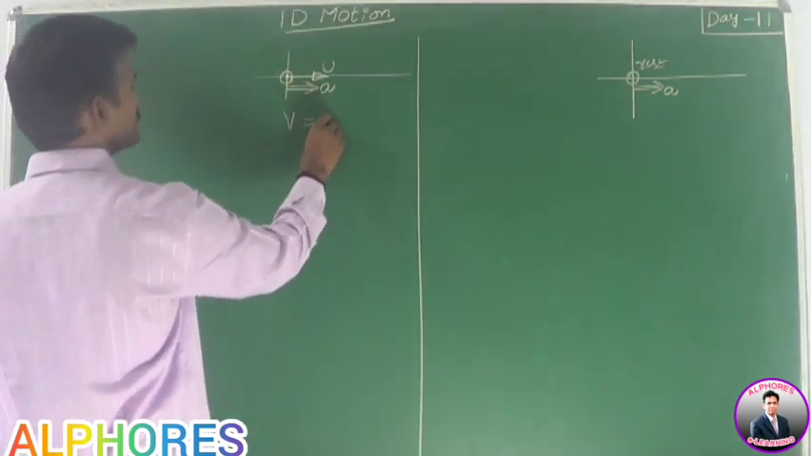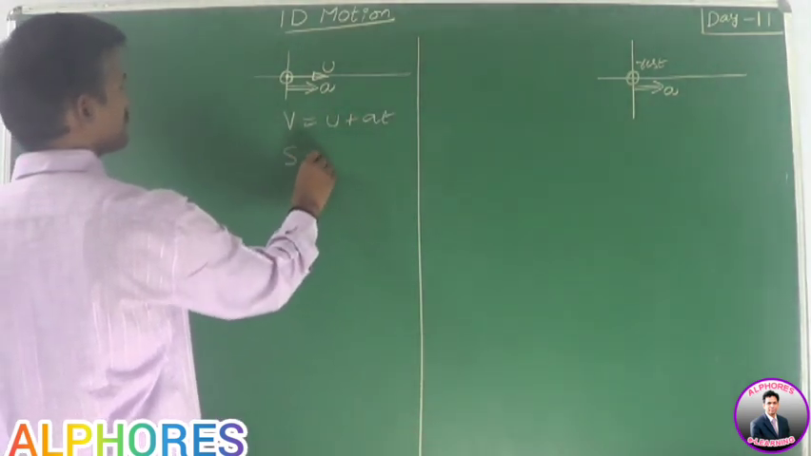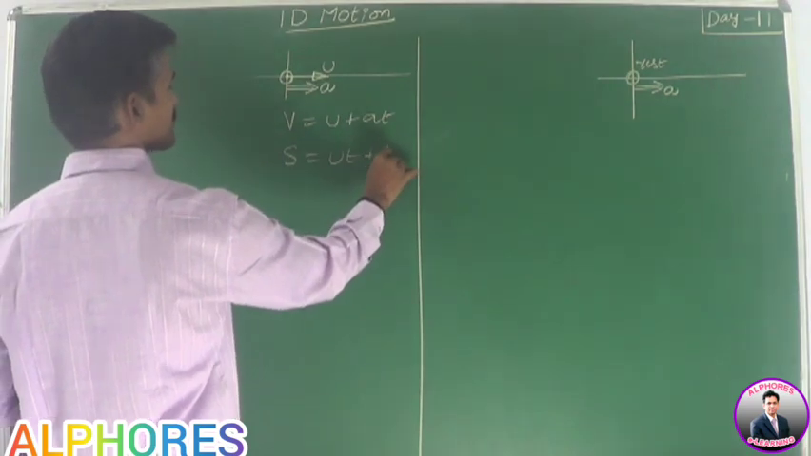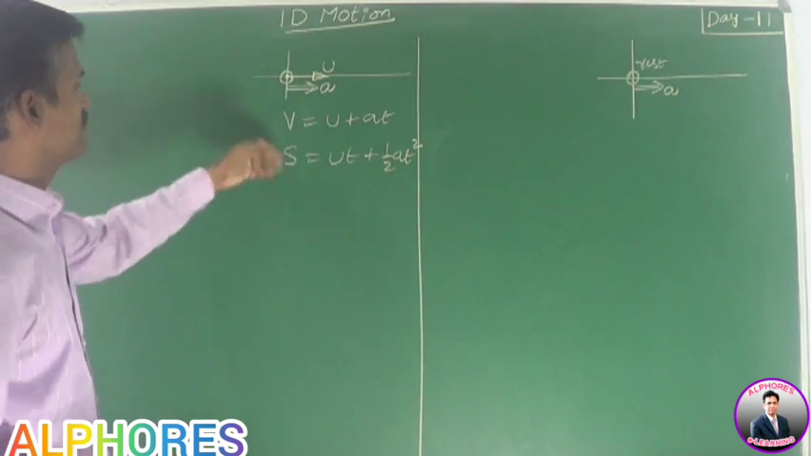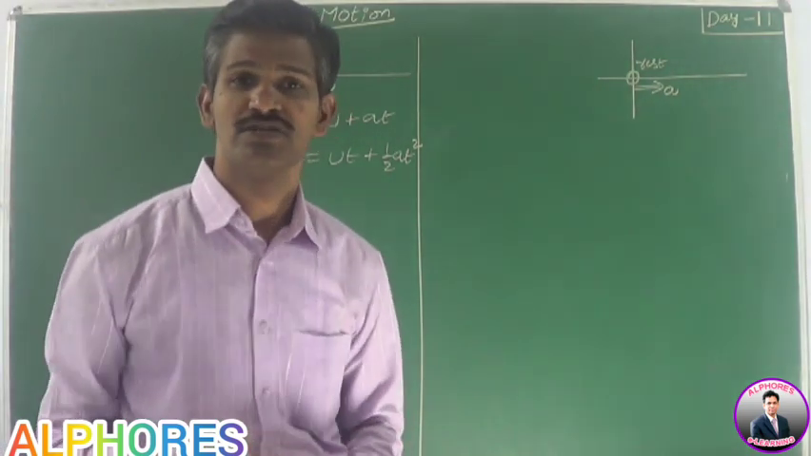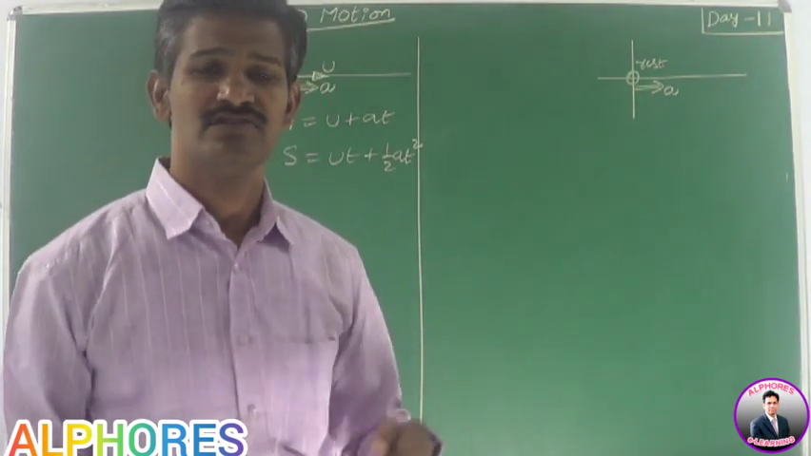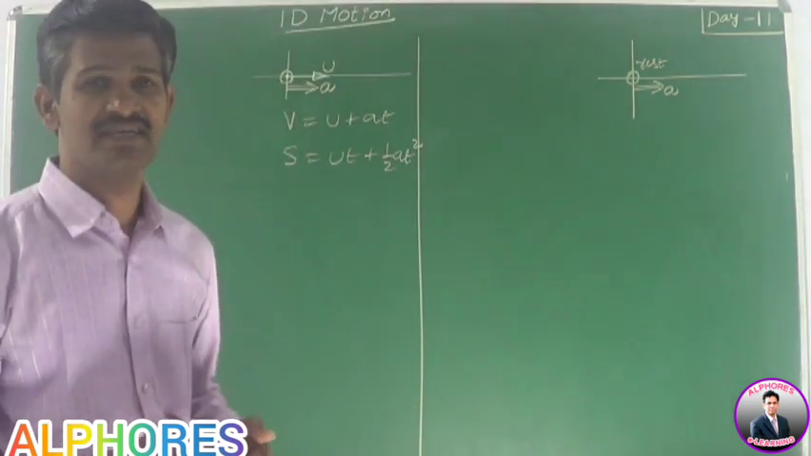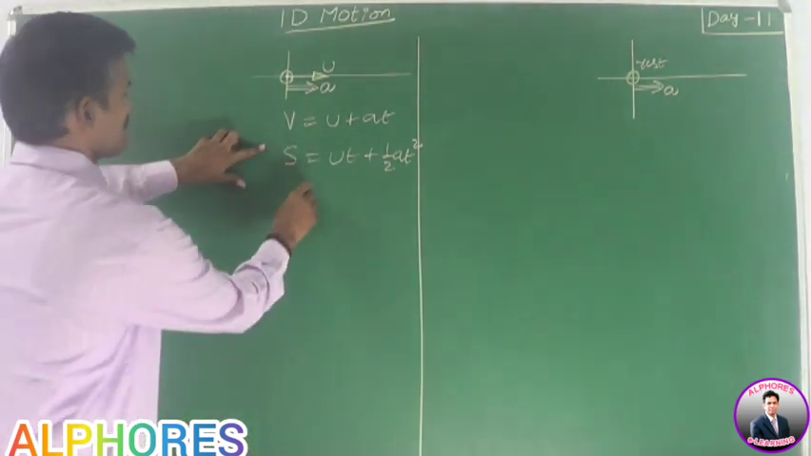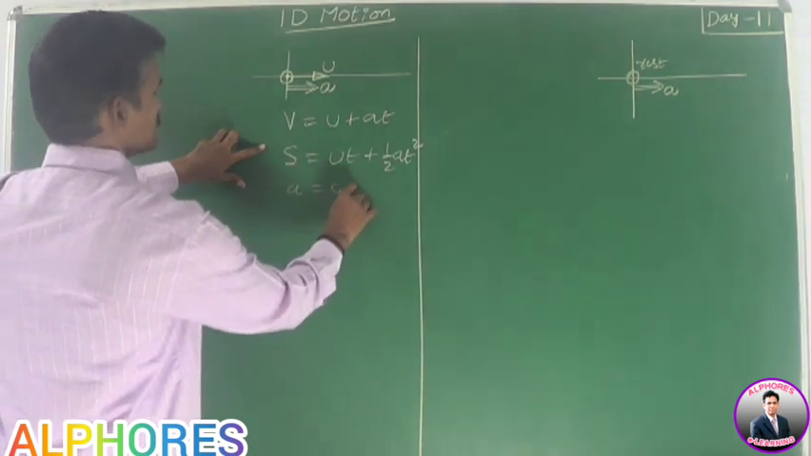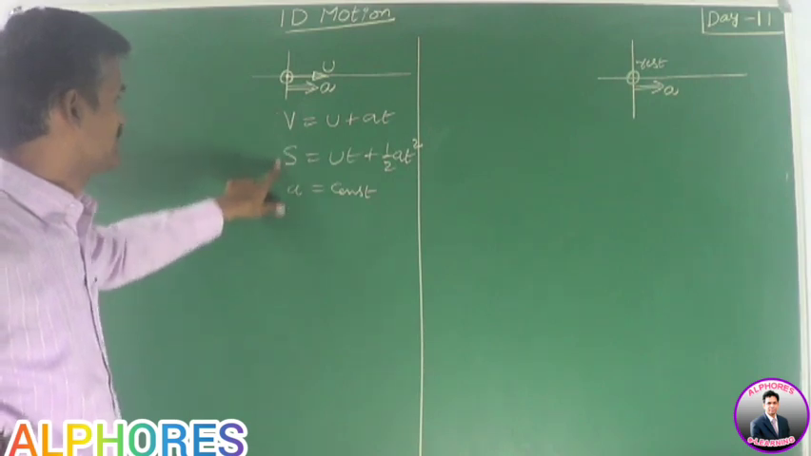v is equal to u plus at. Next, s is equal to ut plus half at square. Next, we are using some more equations: v square minus u square equal to 2as, and s_n equal to u plus a into n minus half. Those equations may not be asked in case of graphs. So at present I am concentrating on these, and this acceleration is constant. So at present I am drawing graphs for these three functions.